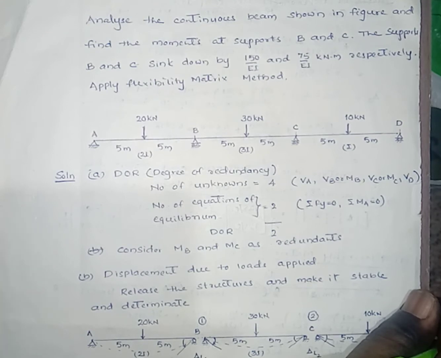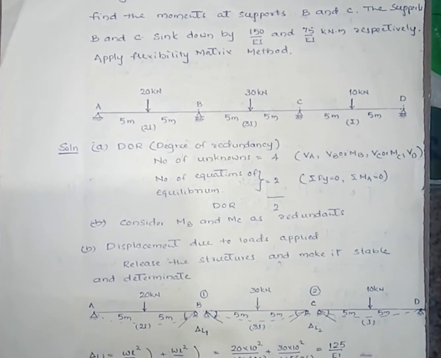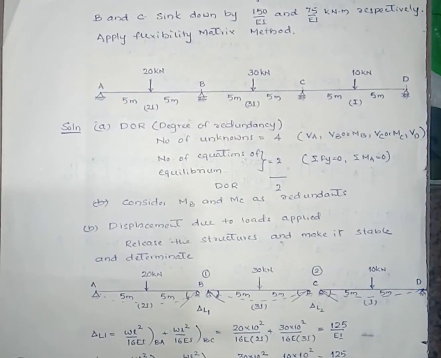Now we will remove the redundants. After removing the redundants, we make it a stable and determinate structure by removing the redundant forces or reactions. Here, first we have to calculate the displacement due to the applied loads. Release the structure, remove the redundants, and draw the released structure, making it determinate and stable.